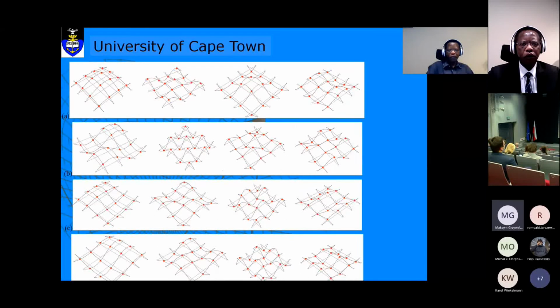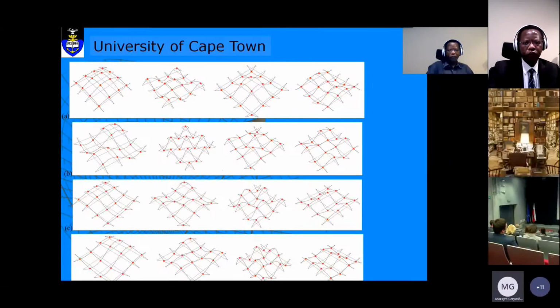So in A, we see the modes for subspace S1. In B, the modes of vibration for subspace S2. In C, the modes of vibration for subspace S3. And finally in D, the modes of vibration for subspace S4. Notice that modes belonging to the same subspace have got the same symmetry type.